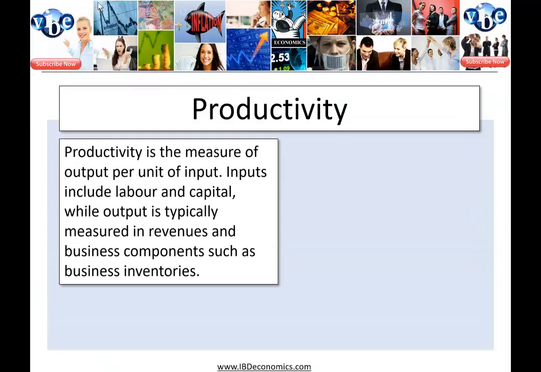Productivity. Productivity is a measure of output per unit of input. So what firms are using, the resources, the factors of production that they're using to produce the goods and services that they are producing. So inputs are going to include labour and capital, and output is typically measured in revenues or business components such as business inventories.